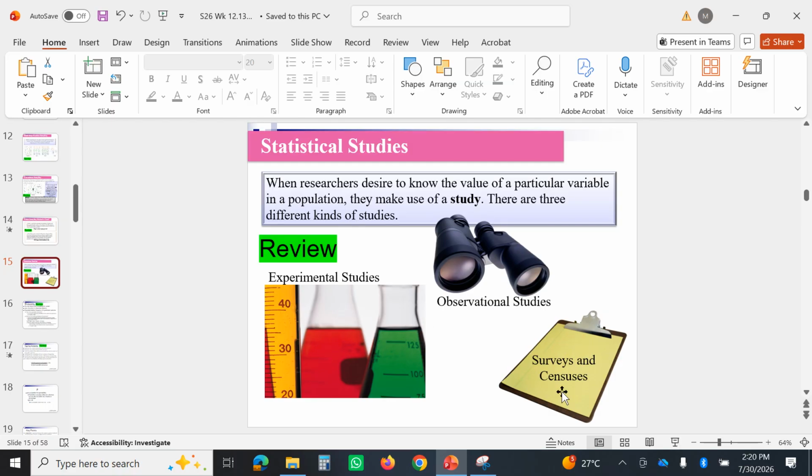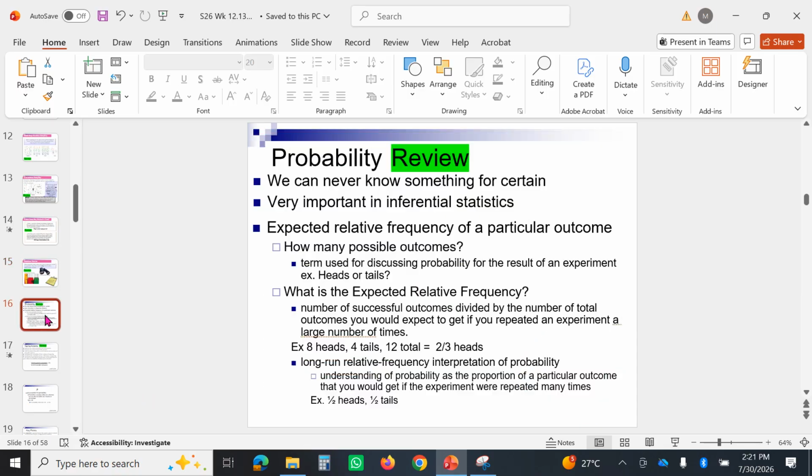Then we have surveys and census. The experimenters will send these out to people, and the return rate is not high. I think it's like 0.3%. So you don't really get a huge return on sending out surveys, but it's also a valid resource.